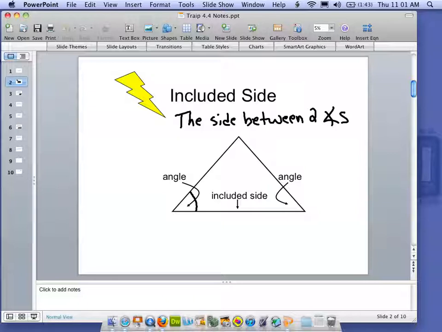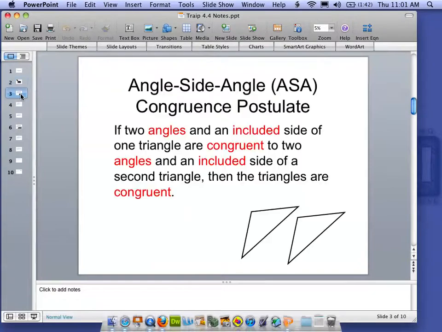And these are my two angles, whether they're congruent or not. This would be my included side. So the angle side angle congruence postulate will say, if two angles and an included side of one triangle are congruent to two angles and an included side of a second triangle, then the triangles are congruent.